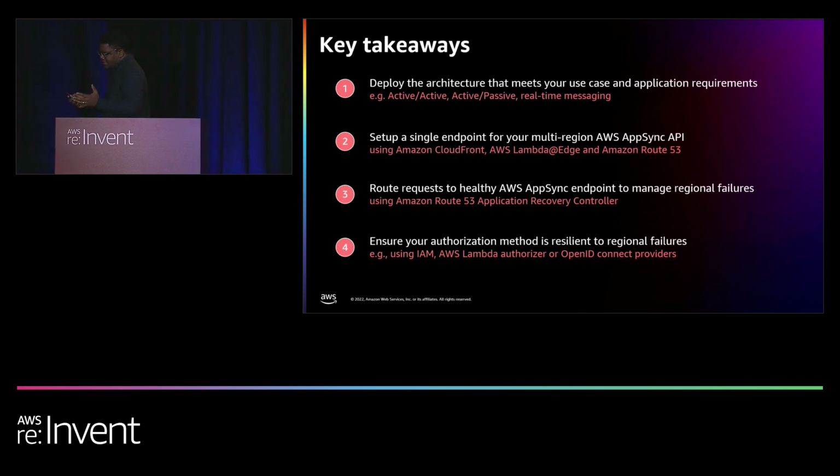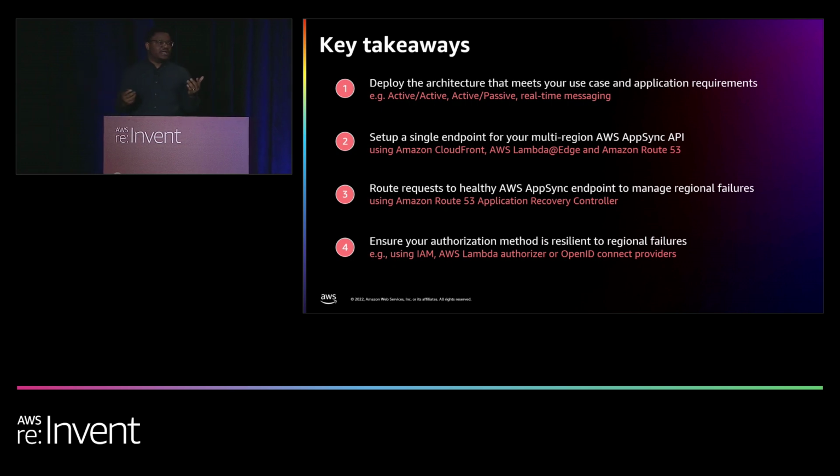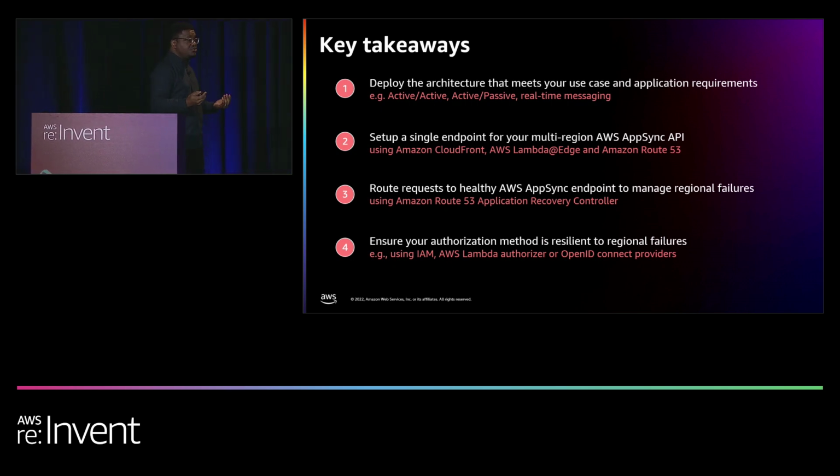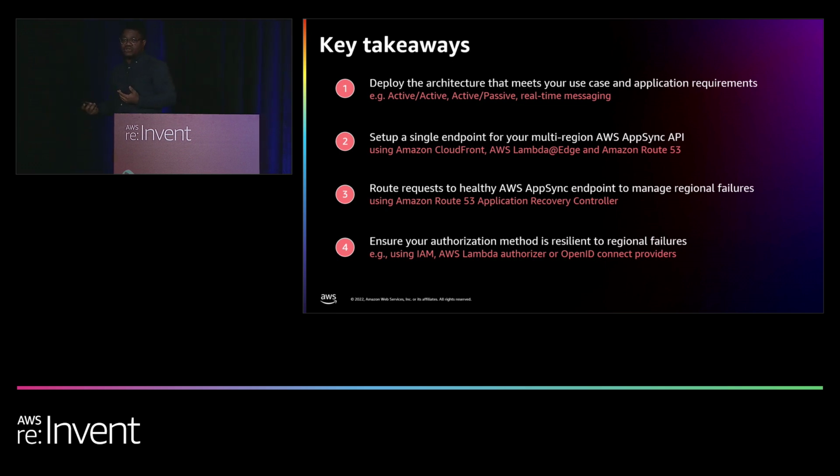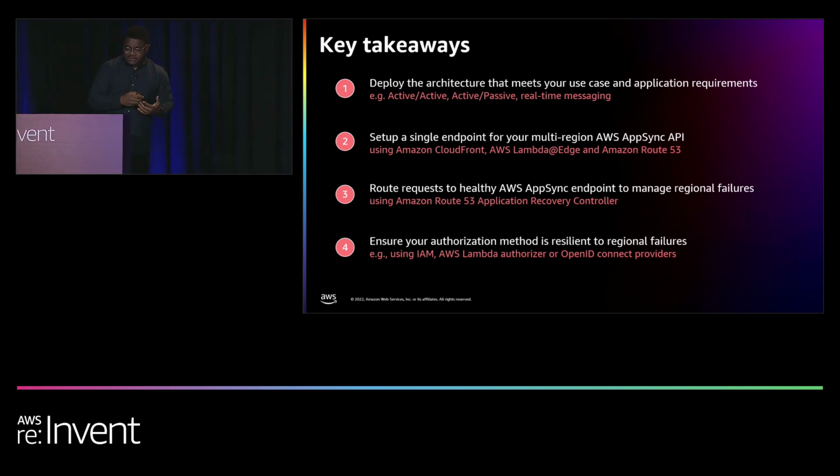Then you also move on to how you implement routing. I've talked about the 2 options for implementing routing, so based on your requirements, you can decide which one you go with. If you want to support queries, mutations, and subscriptions, the option of using Amazon Route 53 with Lambda@Edge and CloudFront will help you to achieve that.